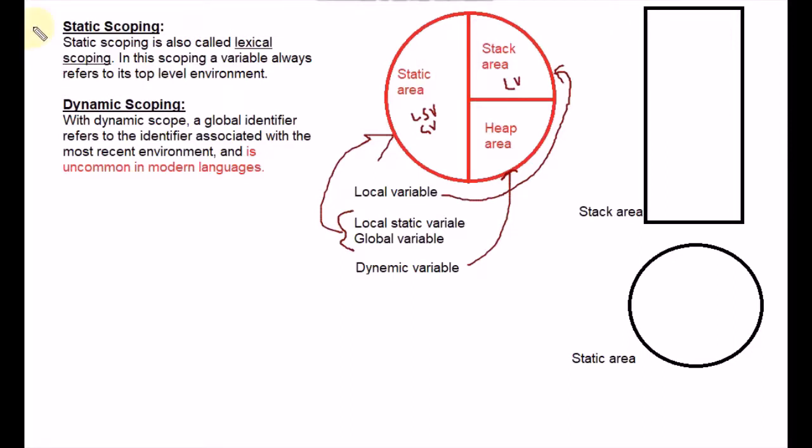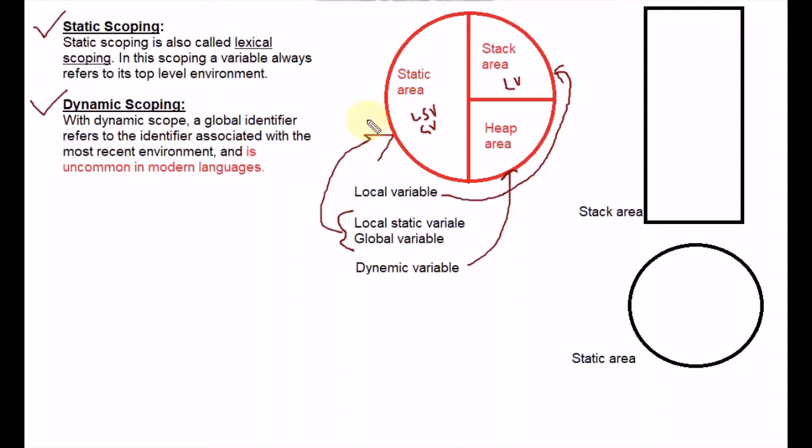Now we have these two concepts of scoping in which our compiler works. The first is static scoping and the second is dynamic scoping. What is the definition and meaning of this? Static scoping is also called lexical scoping. In this scoping, a variable always refers to its top level environment. With dynamic scoping, a global identifier refers to the identifier associated with the most recent environment, and it is uncommon in modern languages. This is the formal meaning.